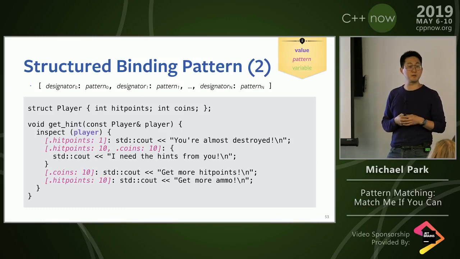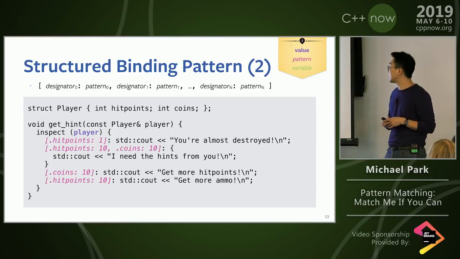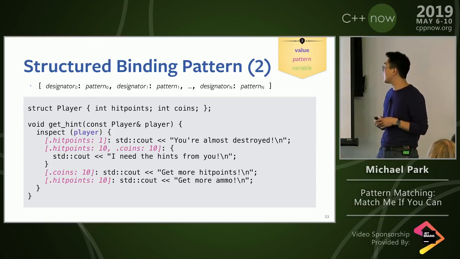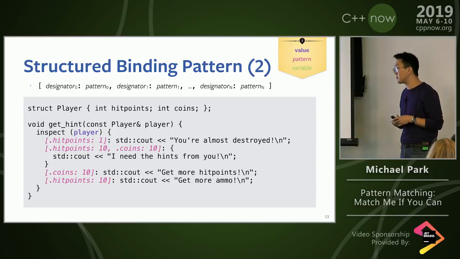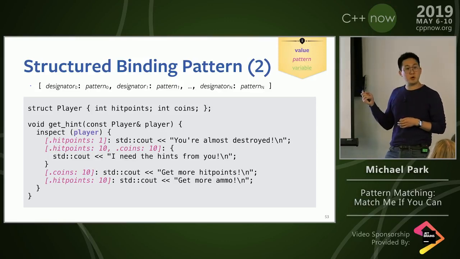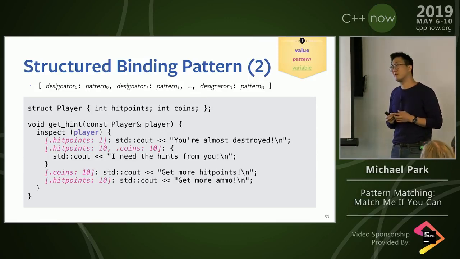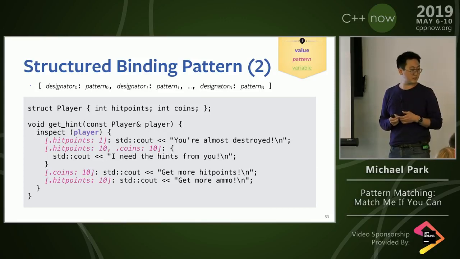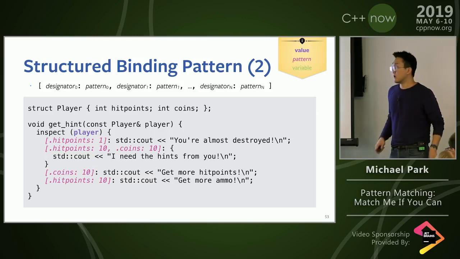Do you use a colon when you construct an instance of player here? Would you say dot hit points colon 1, or dot hit points equals 1? The question is, do you use a colon when you construct the value? And the answer is no. During construction, it's equals. We considered equals here as well, but it seemed a bit odd because we're not actually assigning anything. So that's the reason for the syntax here.